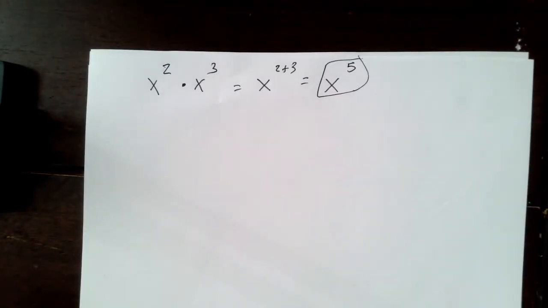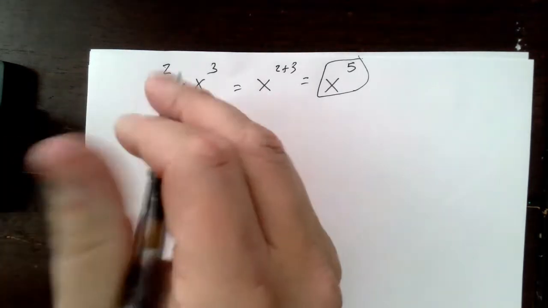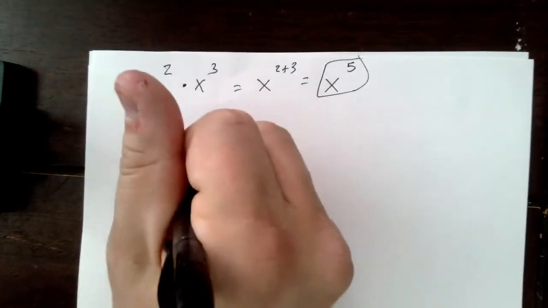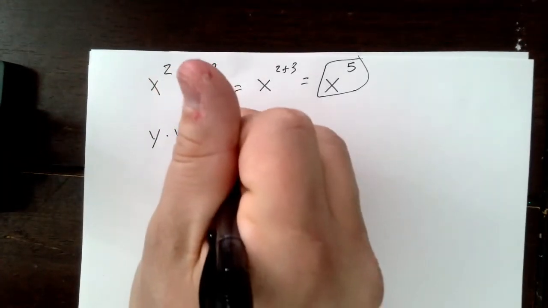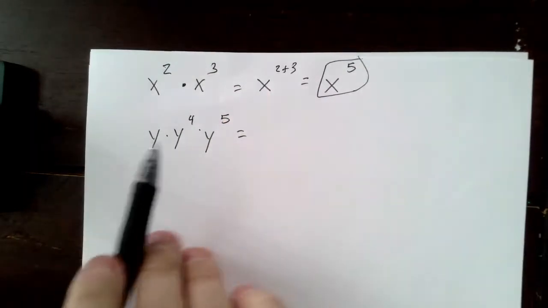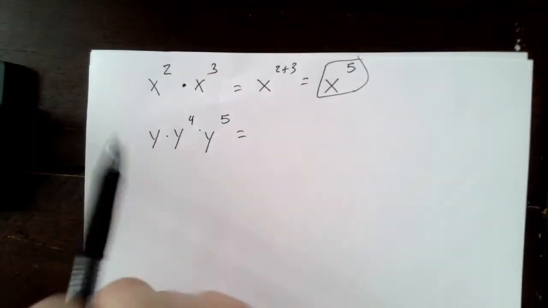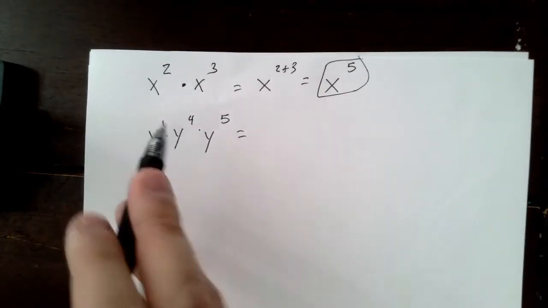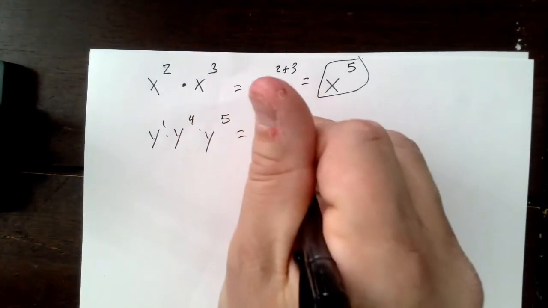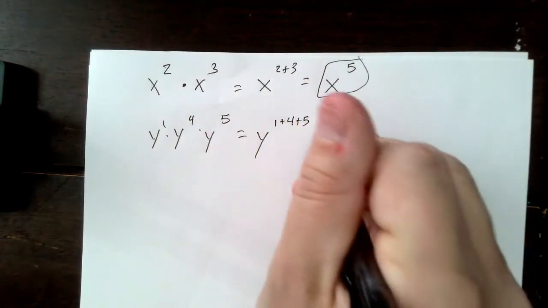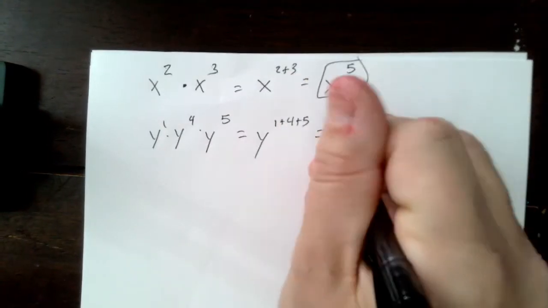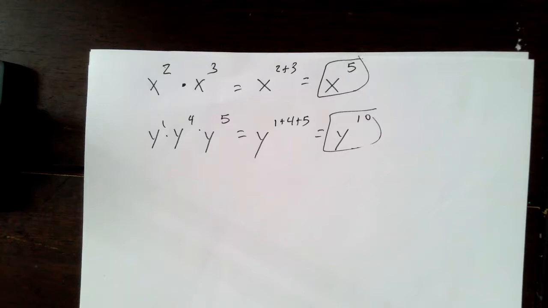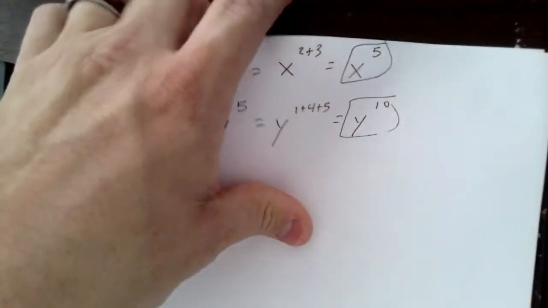So, another one may look like y times y to the 4th times y to the 5th. This has an exponent of 1. So what we're going to do is y to the 1 plus 4 plus 5, or y to the 10th is our solution. Okay?